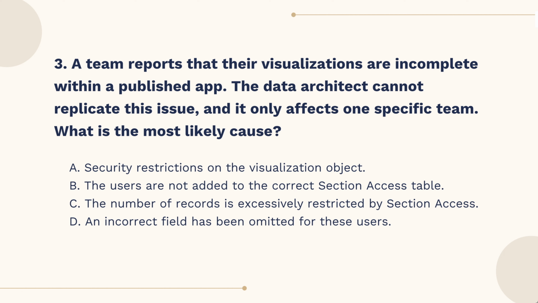So the correct answer is: if users can't see all the records they expect, it's likely because section access is blocking them. It can limit the number of records based on user permissions, which might be set too strict for this team.